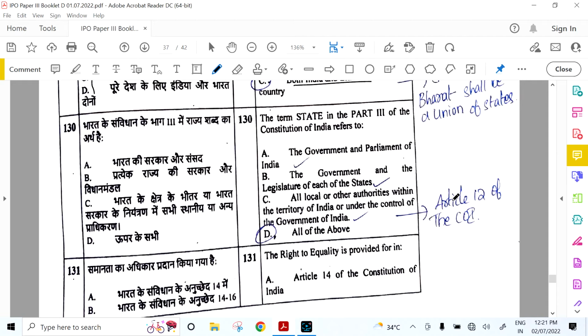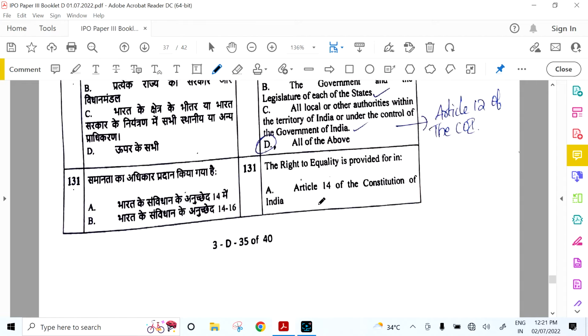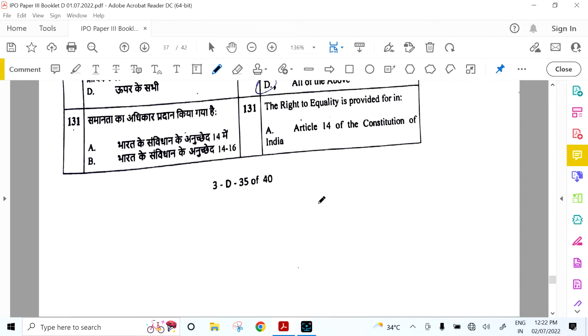130. The term State in Part 3 of the Constitution of India refers to all of the above. That is, the Government and Parliament of India, the Government and Legislature of each of the States, and all local and other authorities within the territory of India under the control of the Government of India. Article 12 of the Constitution of India.